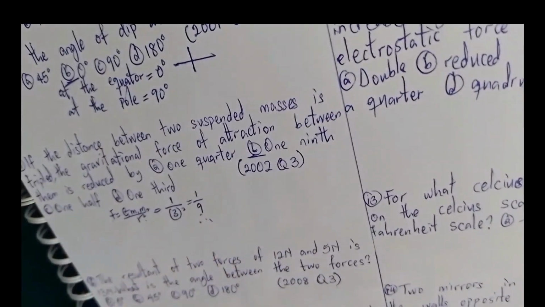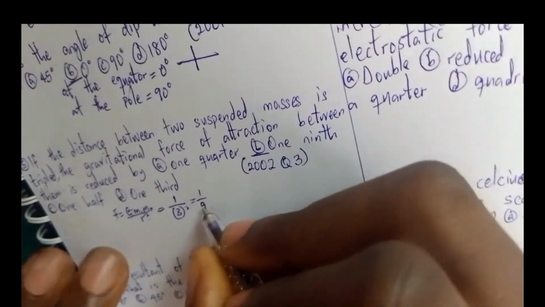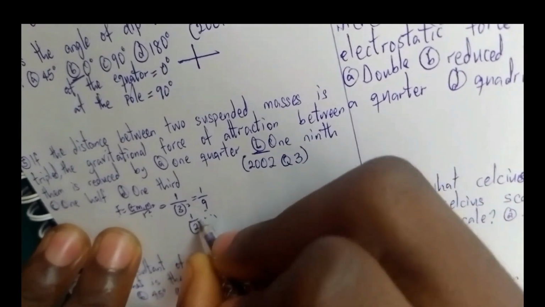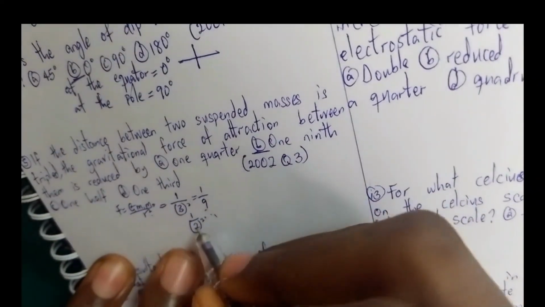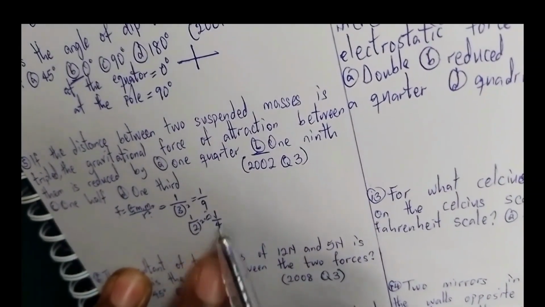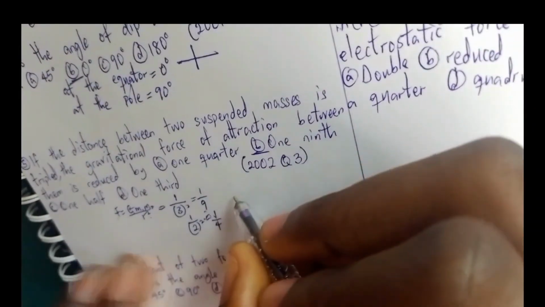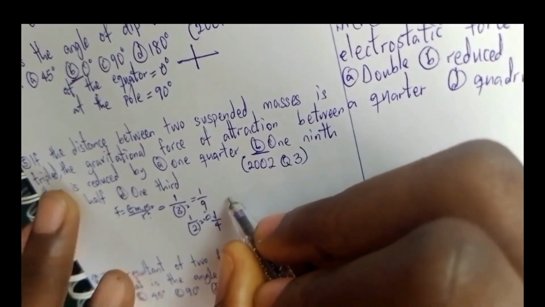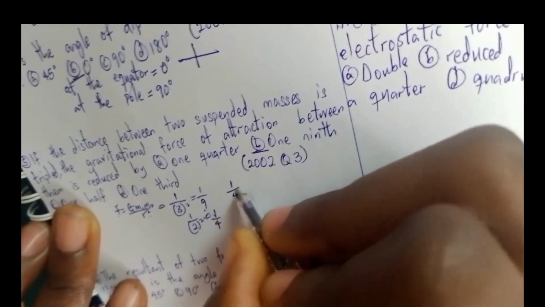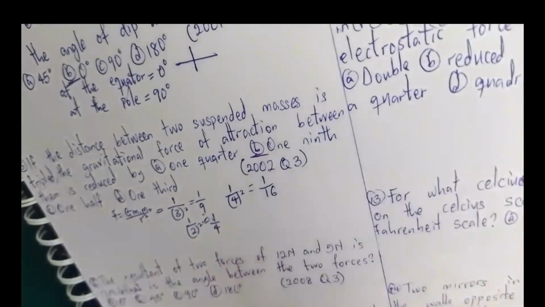Now, let me give you these tips. Anytime they ask a question on this aspect, if they said the distance between them is doubled, which will be 1 over 2 square, what will happen to the force? 2 square is what? 4. 1 over 4. That is, it will be 1/4 of the initial value. Now, if they said the distance is quadrupled, which is 4 times, it will be 1 over 4 square. 4 square is what? 16. 1 over 16. That is 1/16 of the original value.